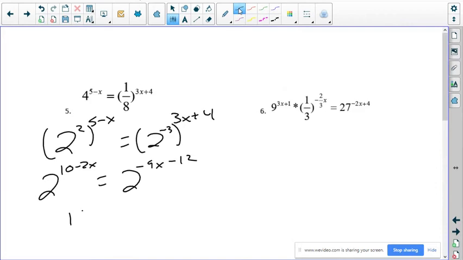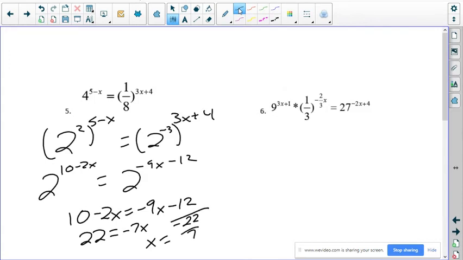So we know that then these exponents are both equal. 10 minus 2x equals negative 9x minus 12. So we'd get 22 equals negative 7x, or x equals negative 22 sevenths.